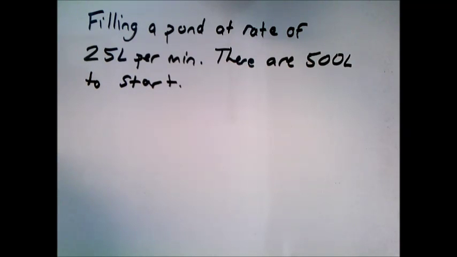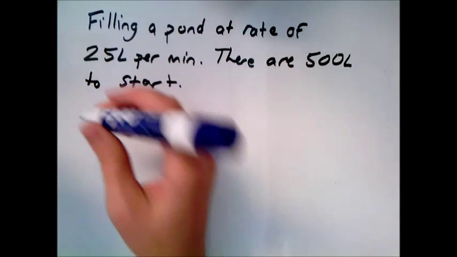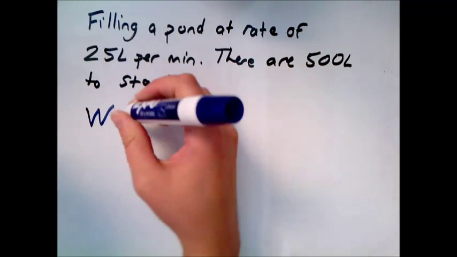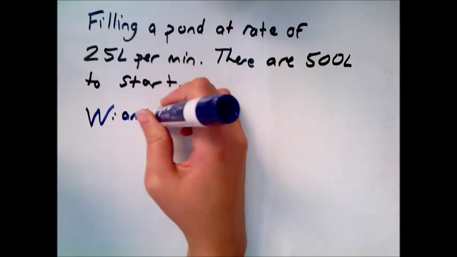Here we're going to write an equation for a real world type of problem. So they said you're filling a pond at a rate of 25 liters per minute, and there are 500 liters to start with. And they tell you what variables to use just so it lines up. Usually you get to pick, but even if you got to pick, let's make W the amount of water.